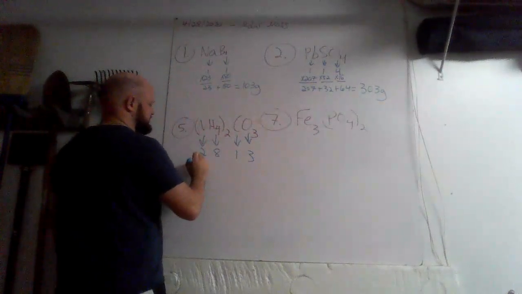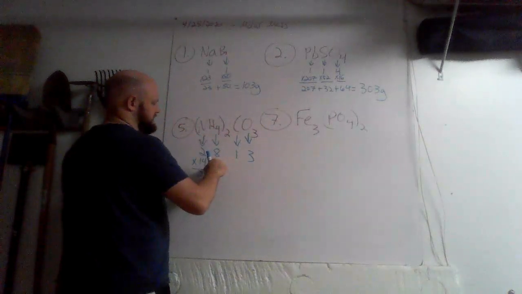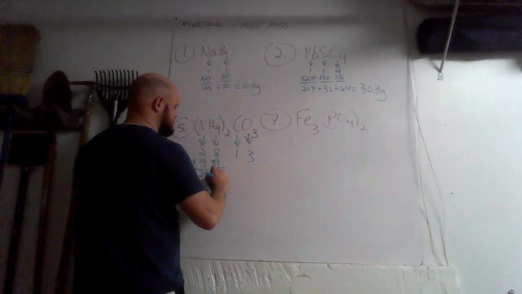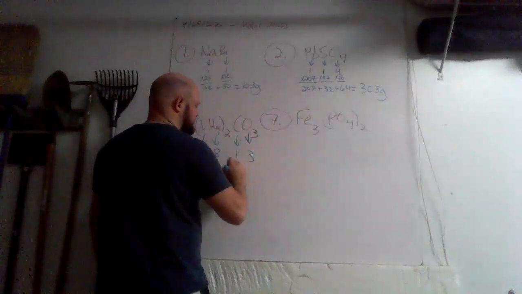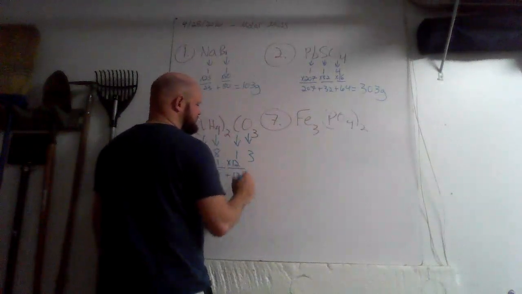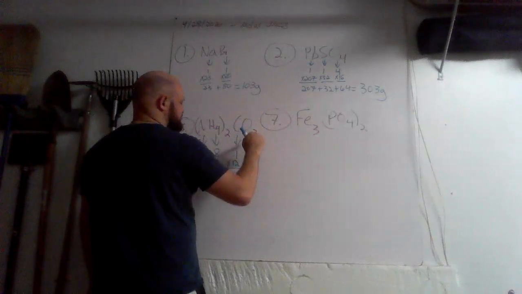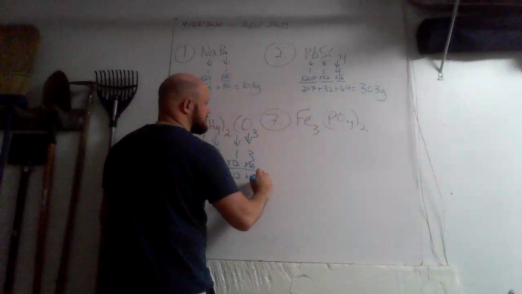Okay, N is 14. 2 times 14 equals 28. 8 is how many hydrogens I have, times 1 is the mass, is 8. C, I have 1, the mass is 12. 1 times 12 is 12. And oxygen is 16, so 3 times 16 is 48.